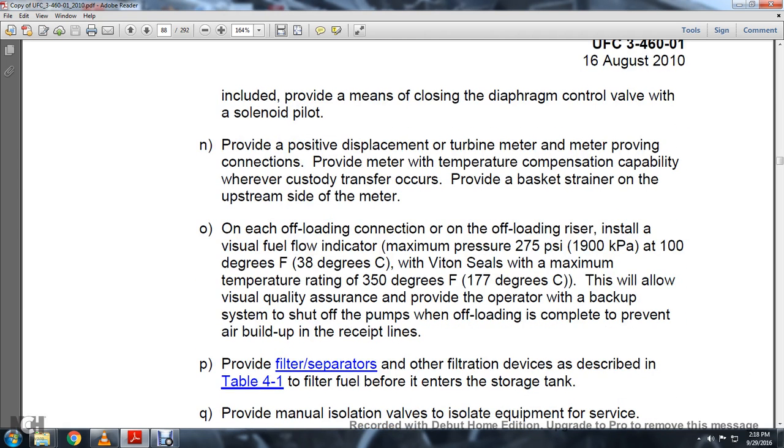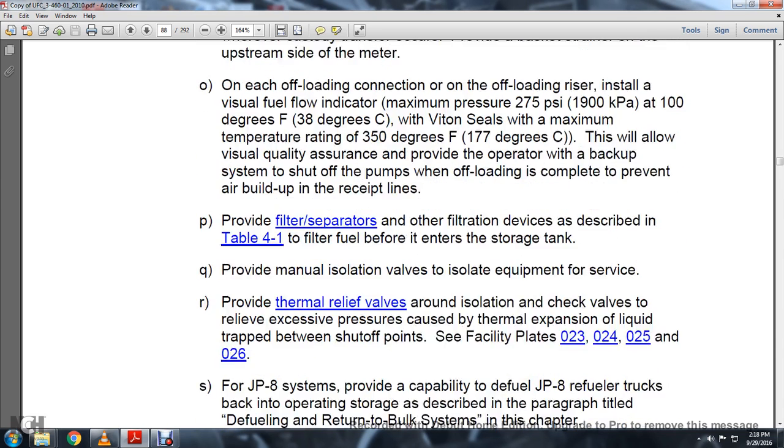And provide the positive displacement turbine meter, with the meter connection provided with temperature compensation capability where custody transfer occurs. Provide a basket strainer on the upstream side of the meter. On each loading connection, offloading riser, install a visual flow indicator with a maximum pressure of 275 psi at 100 degrees Fahrenheit, with vital seals with a maximum temperature rating of 350 degrees, that will allow visual quality assurance. Provide the operator with a backup system to shut off the pumps when offloading is complete to prevent air buildup in the receipt lines.